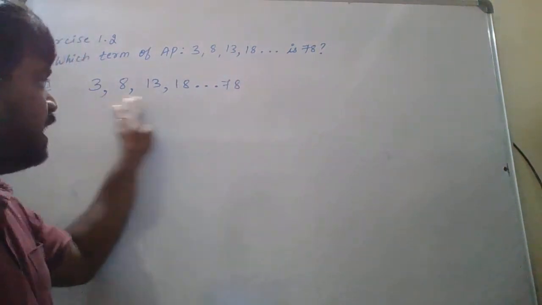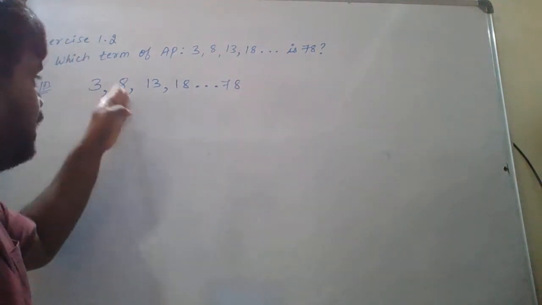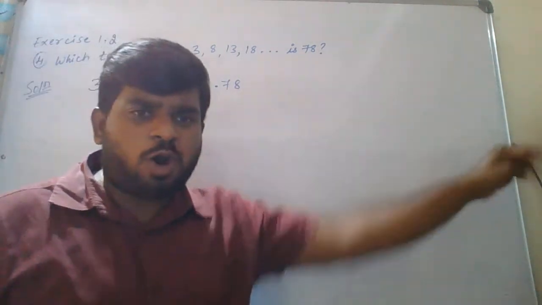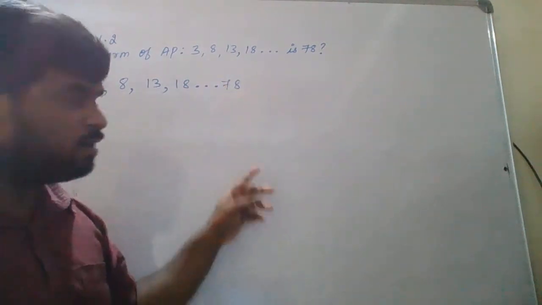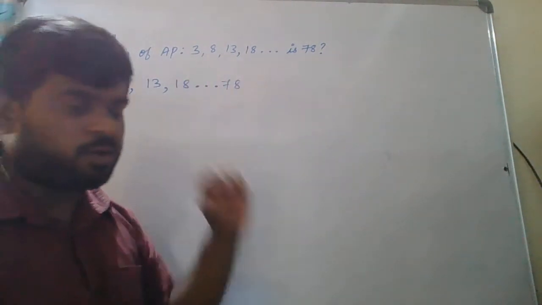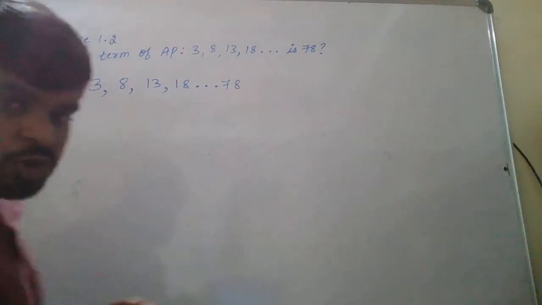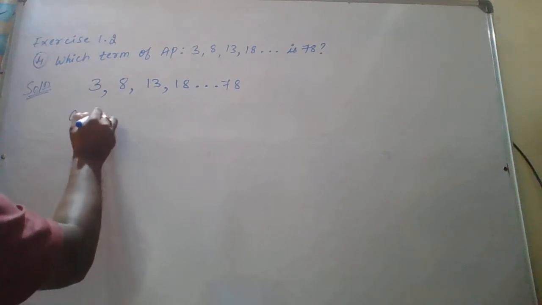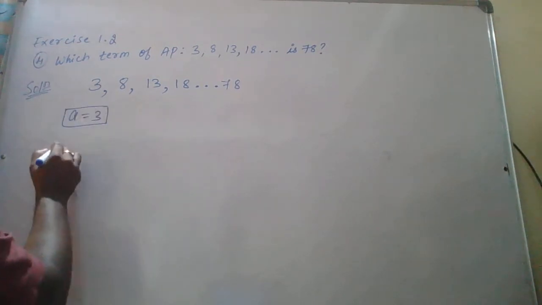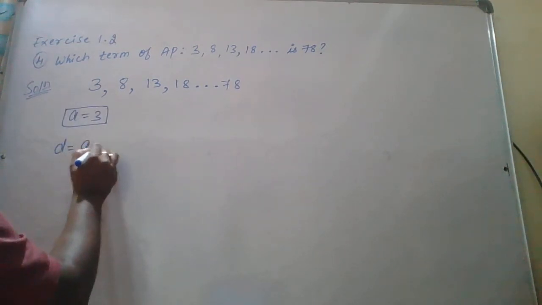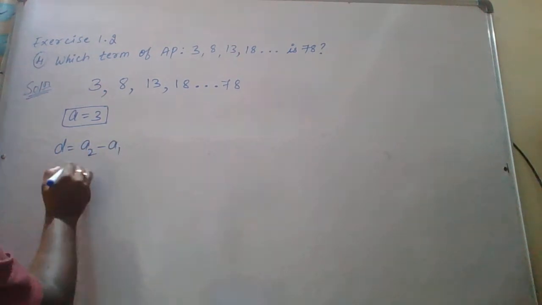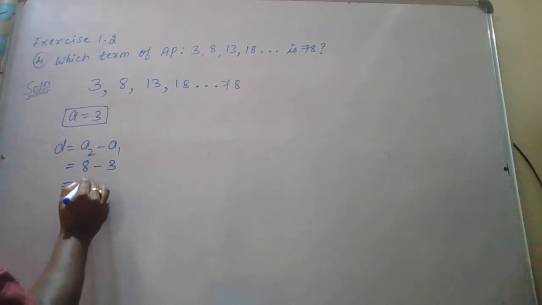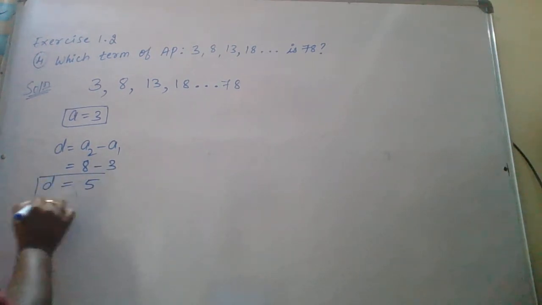Let's take the AP like this: 3, 8, 13, 18, 23, 28, 33, 38. As you go on, somewhere you're going to get this 78, so I'll write it here at the last. Now, as always, first find the value of A and D. The value of A is 3. And how do we find D? Second term minus first term. The second term is 8 minus the first term 3. So 8 minus 3 is 5. So the value of D is 5.